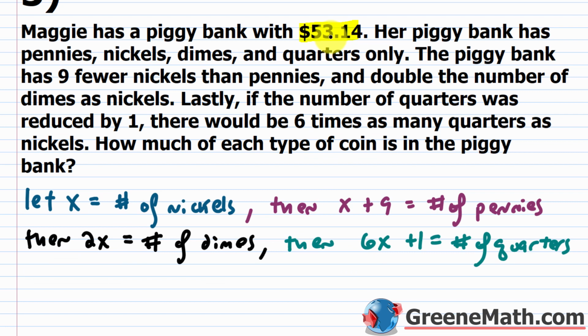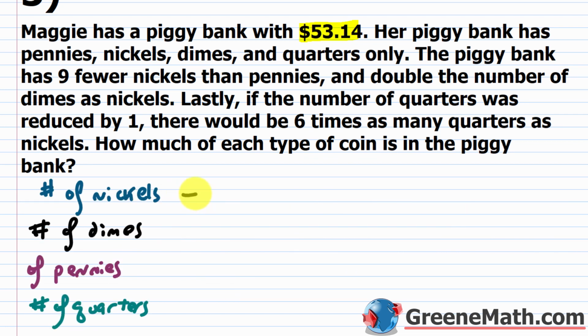So we know this part checks out. We just need to check the rest. So again, this is going to be 30. And then pennies, this was 39. Dimes, this was 60. And quarters, this was 181. Again, we've already checked this part right here. We know the sum is correct. Let's just go back through the other parts.